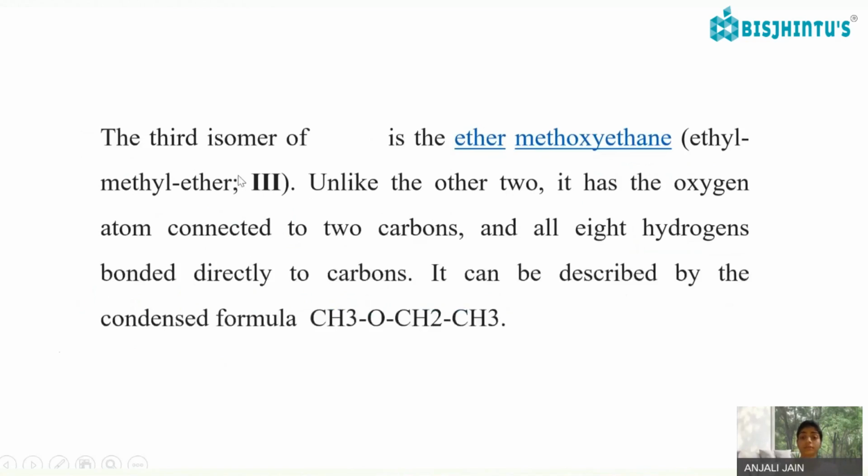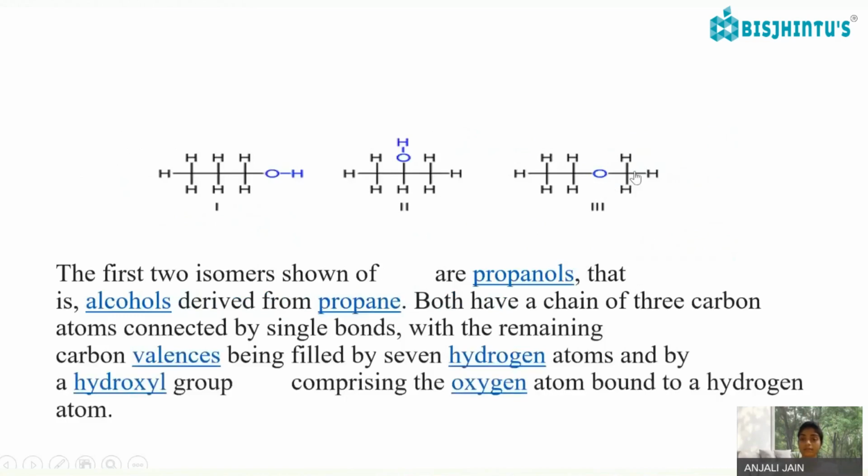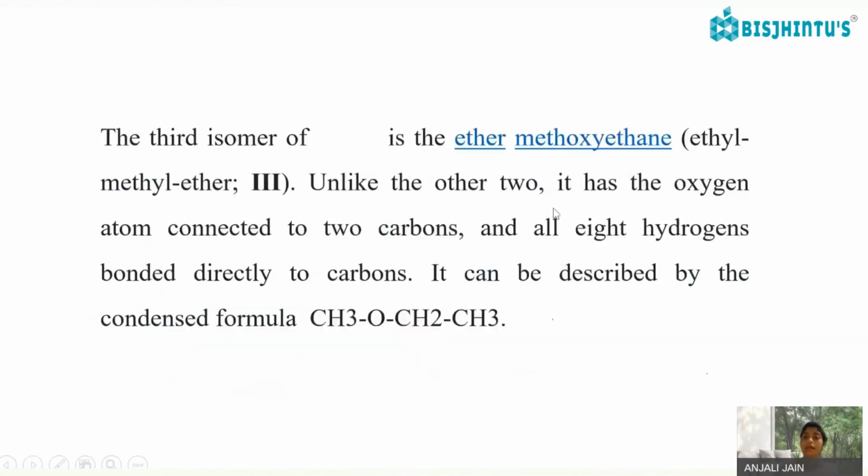But the third isomer, which is an ether, is methoxyethane. Why is this methoxy? This one is methoxy because a methyl group is attached to ethane through oxygen. Unlike the other two, it has the oxygen atom connected to the 2 carbons and all 8 hydrogens bonded directly to the carbon. And this is what the ether group is. ROR, ether, methoxyethane or ethyl methyl ether.